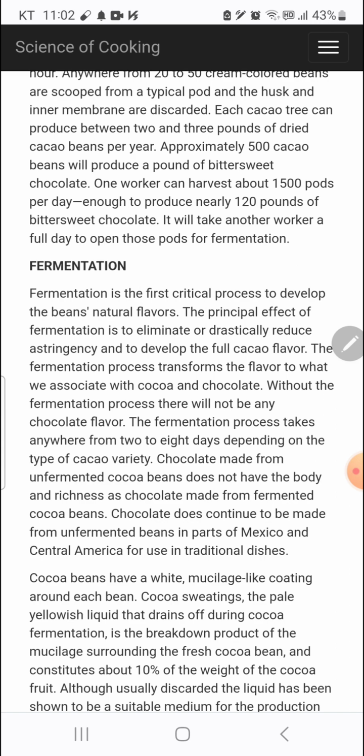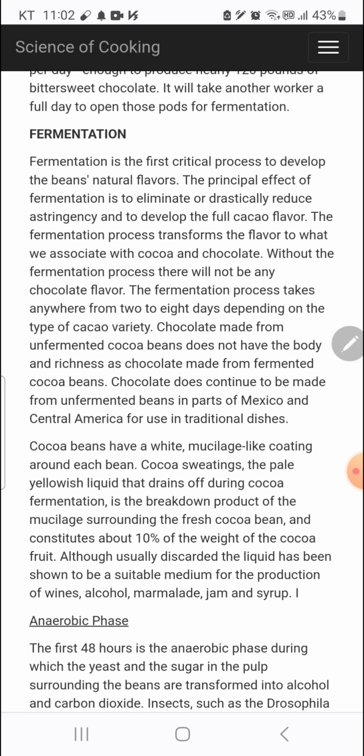1,500 pods, and each pod has 20 to 50 beans, and a worker can break open 500 cacao pods per hour, and the 500 cacao beans will produce 1 pound of bittersweet chocolate.